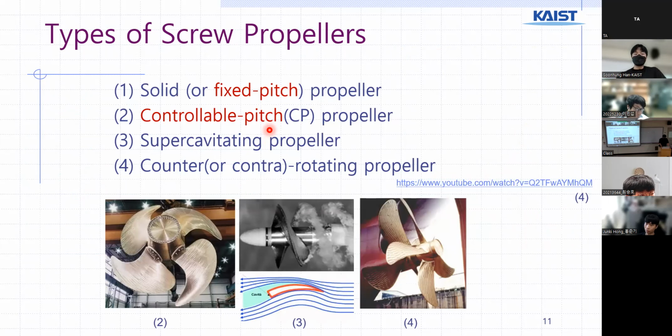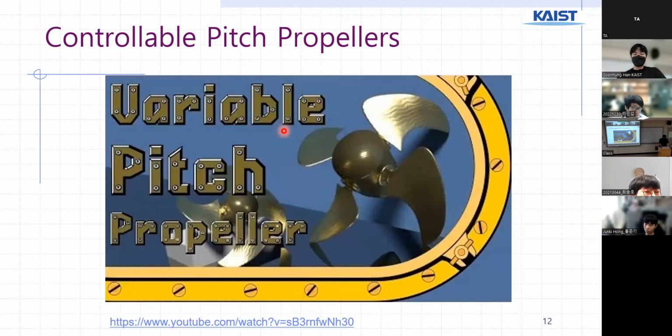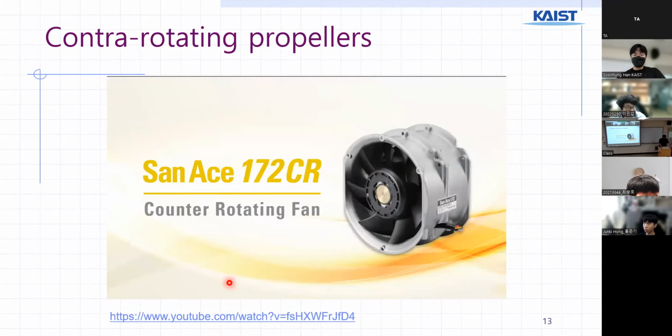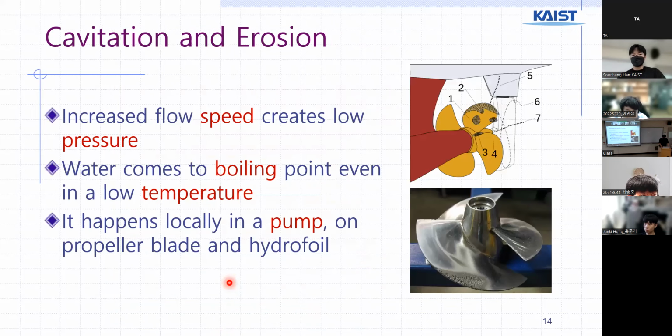So there are 4 types of screw propellers. First one is solid propeller. The next one is controllable pitch propeller, and then supercavitating propeller. And the last one is counter-rotating propeller. So this is the figure of controllable pitch propellers. And this is the counter-rotating propellers.